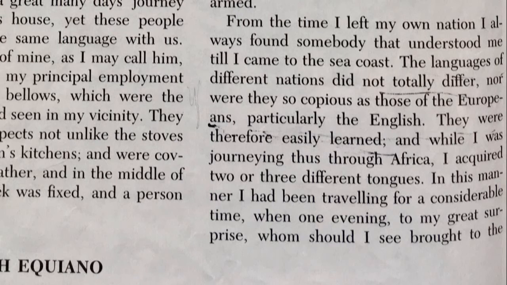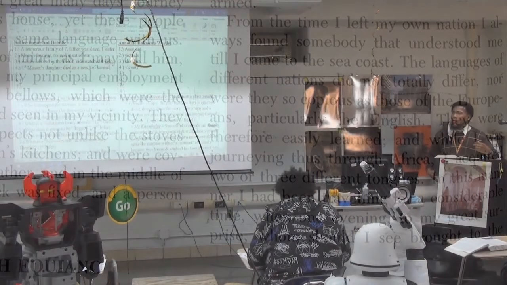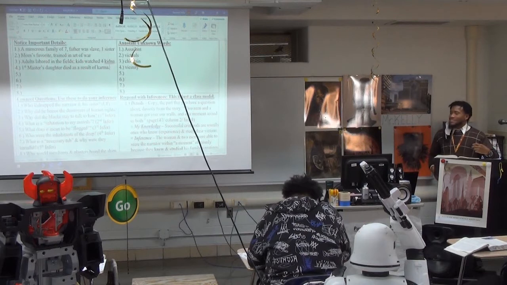I'm reading stuff that's not there. Those of the Europeans, particularly the English. They were therefore easily learned, and while I was journeying thus from Africa, I acquired 2 or 3 different tongues. Okay, did he literally cut off people's tongues and put them in his pocket? No. He learned different languages.